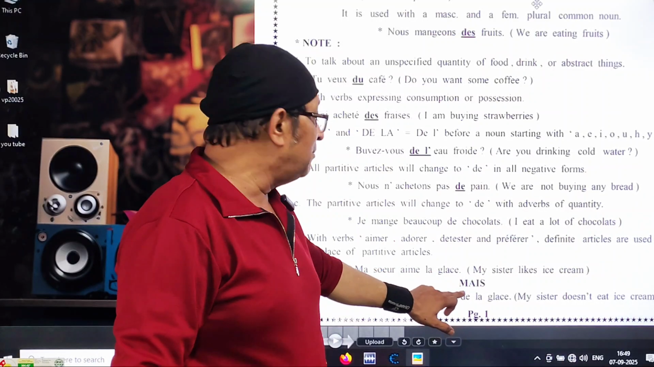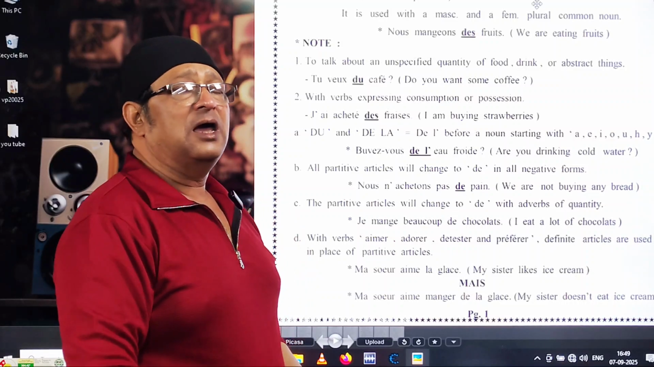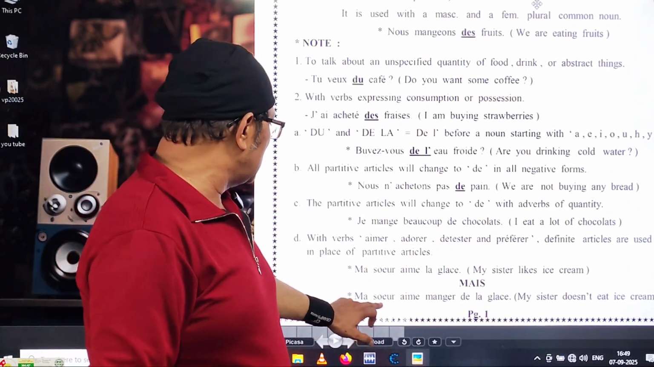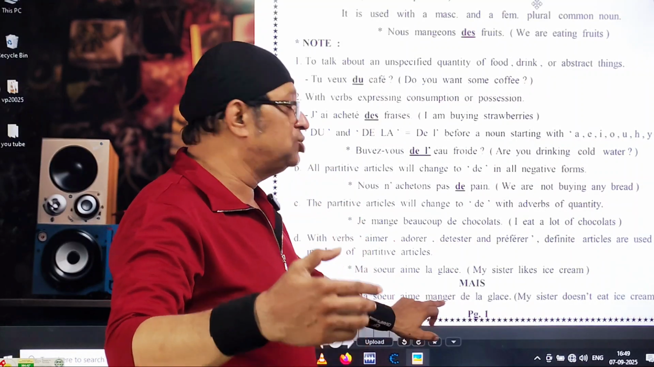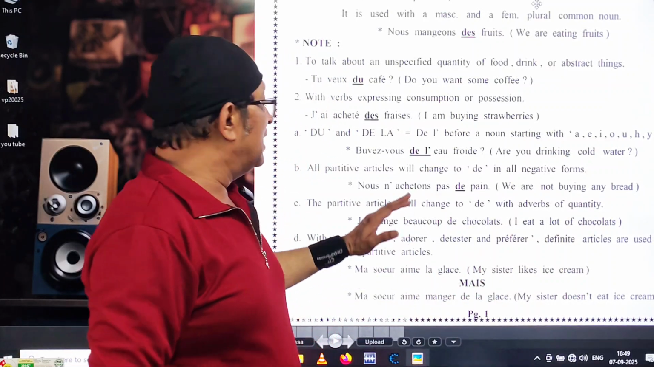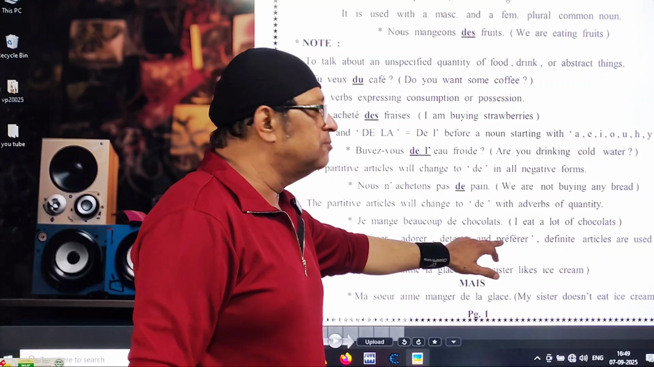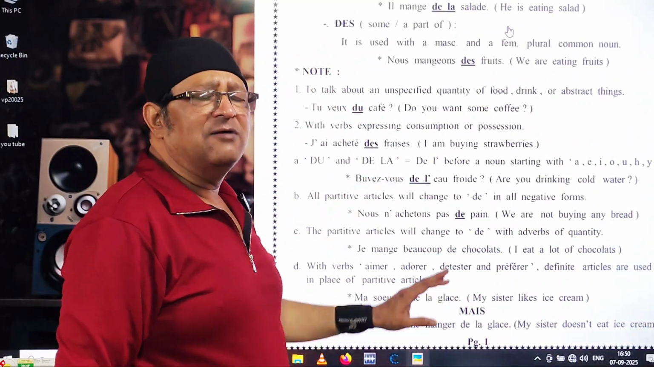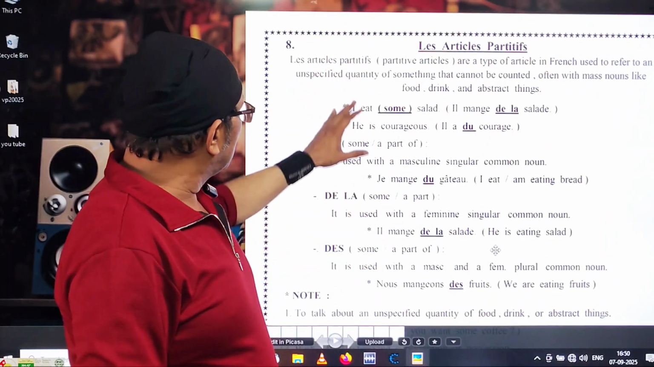But, whenever there is any other verb after these four verbs, like in this sentence, Ma sœur aime manger de la glace, we cannot use definite articles. If any other verb is there after these four verbs, you have to again use partitive articles.